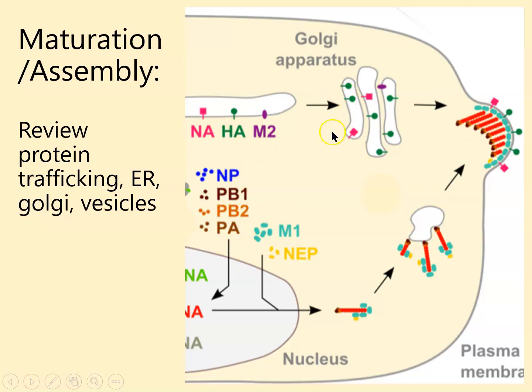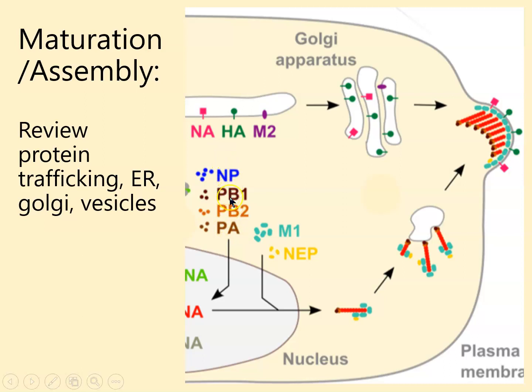Now we look at maturation and assembly. So there are two kind of pathways, two kind of things happening here. One of them is all of this stuff. Well, what do we have here? We have NP, we've seen that before, that's the nucleoprotein. We have basic polymerase 1, polymerase basic 2, polymerase acidic. These are part of the nucleocapsid.